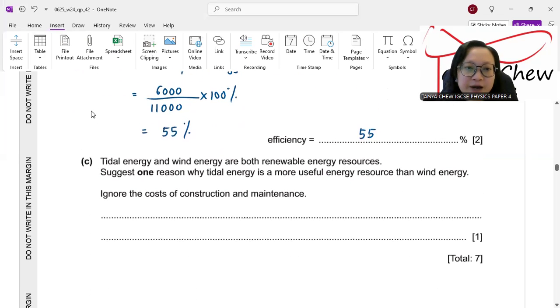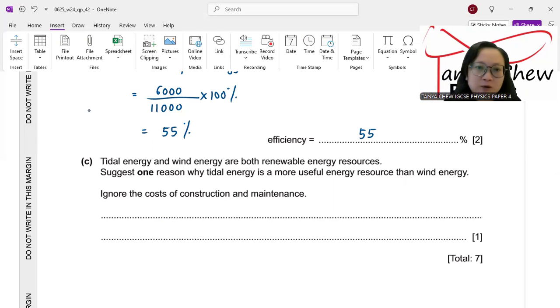Now, C, tidal energy and wind energy are both renewable energy resources. State one reason why tidal energy is a more useful energy resource than wind energy. Ignore the cost of construction and maintenance. So you look at the wind energy, right? It is not to say that when I wish, please have wind today, I'll get wind, right? Wind is not always there. But for tidal, the beach is there, the sea is there. You can get tidal energy all the time.